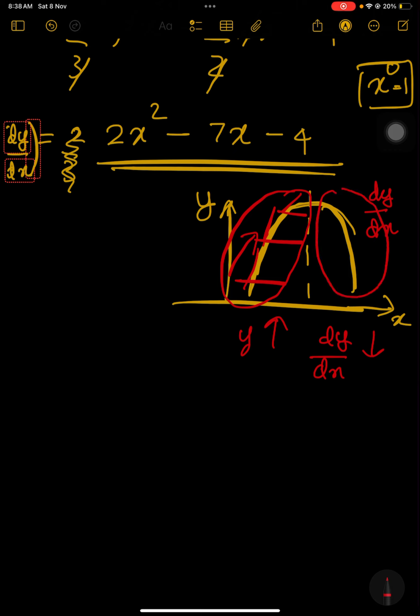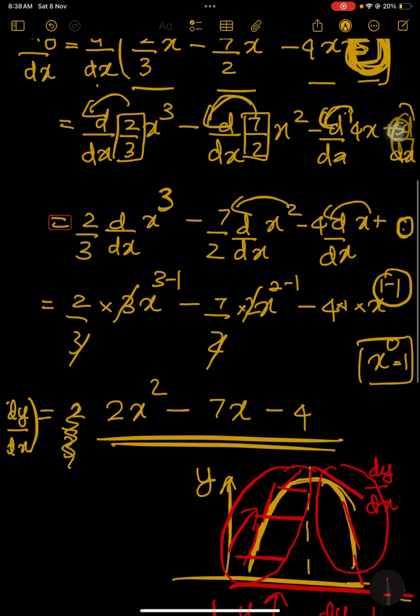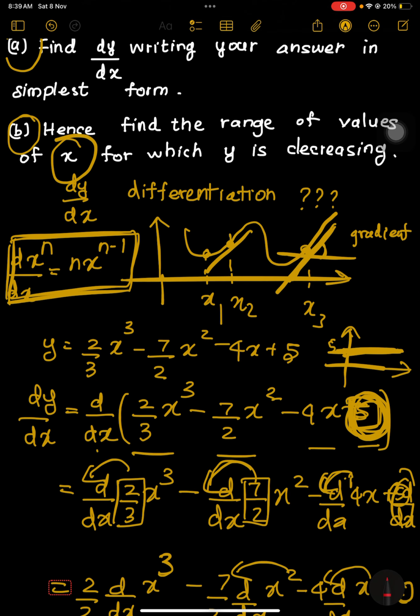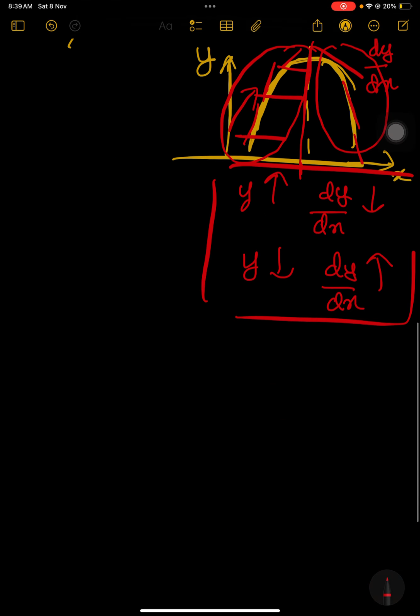In this area, the y is decreasing, but dy over dx, the slope, is increasing. So it is just to get an idea about it. Then they are asking where y is decreasing. So what is the value of x in that form? First we have to find the critical point, where the slope is 0.